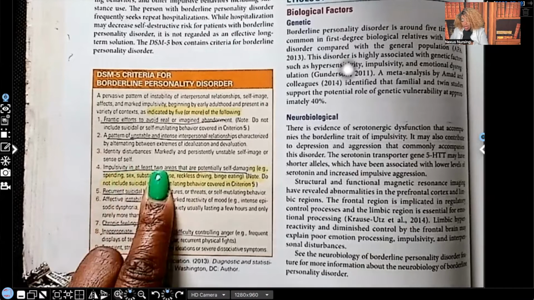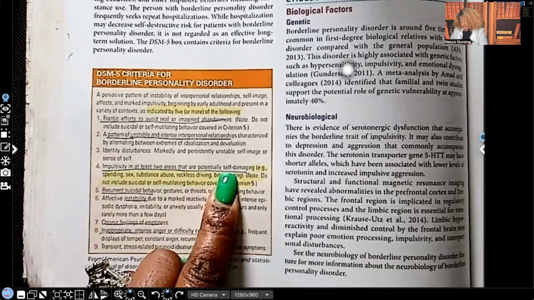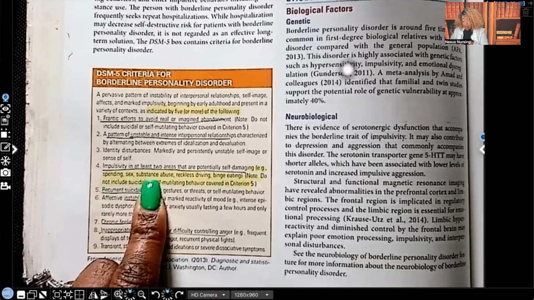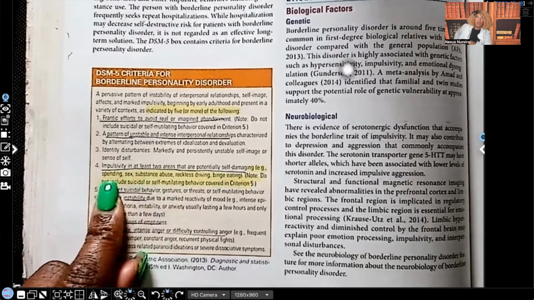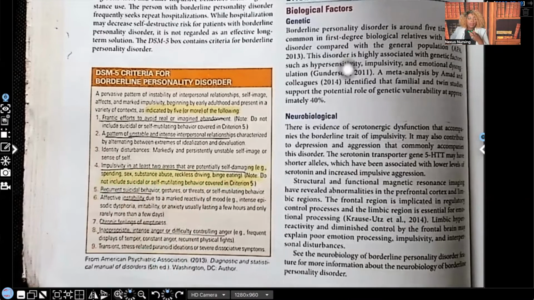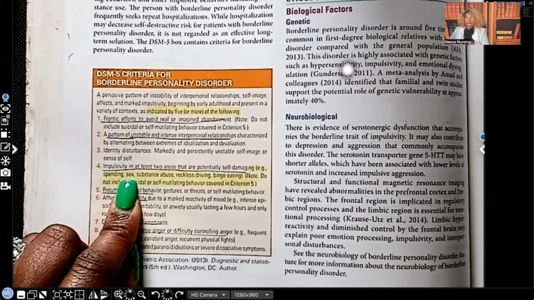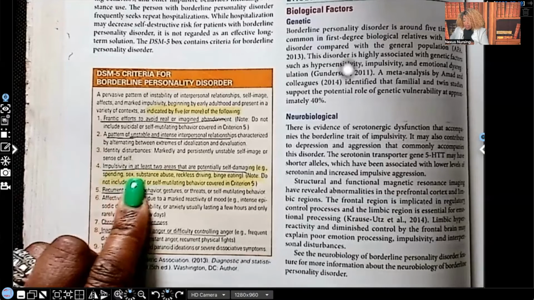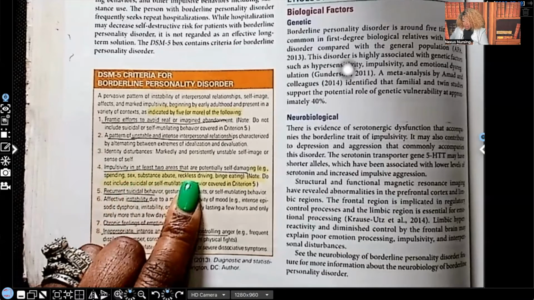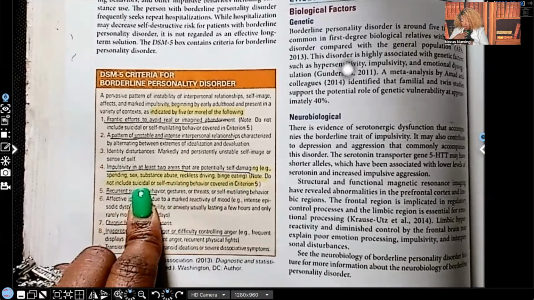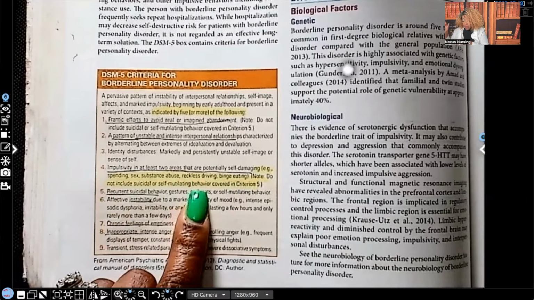Four, impulsivity in at least two areas that are potentially self-damaging. For example, spending, sex, substance abuse. Let me back up because I want you to understand what they mean when they say spending. Excessive and irresponsible spending, blowing all the money that you have, gambling away everything that you have, having indiscriminate or risky sex, substance abuse, reckless driving, binge eating. And again, do not include suicidal or self-mutilating behavior because that's covered in criterion five.